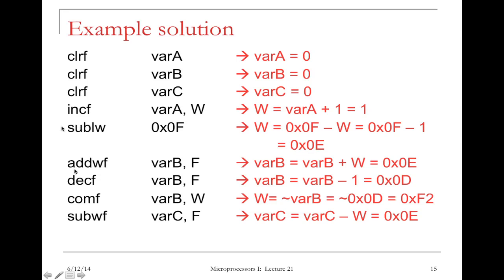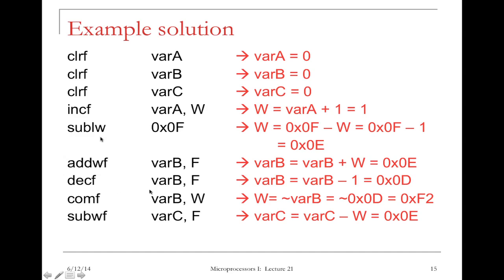Then we do addition, ADDWF. It takes two numbers. One is variable B, that's given here. The other operand for the addition is W. So variable B plus W, that's E. And because of this F, the sum of these two numbers will be put into B. So variable B will have E in hexadecimal.